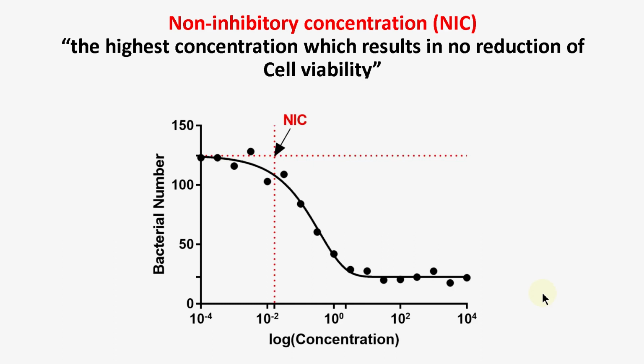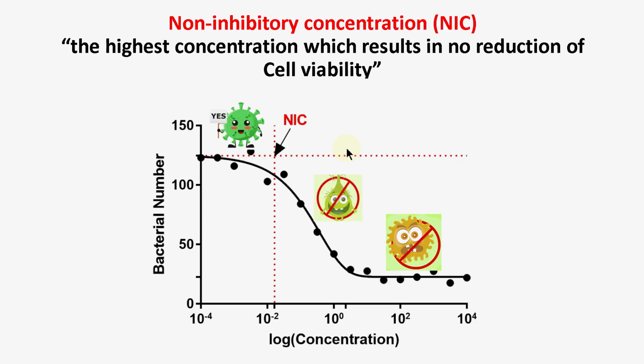The NIC can be defined as the highest concentration which results in no reduction in cell viability. Using this graph, the NIC represents the concentration below which we observe no inhibition of bacterial growth. However, above this concentration, we can observe varying degrees of inhibition up to 100% inhibition.